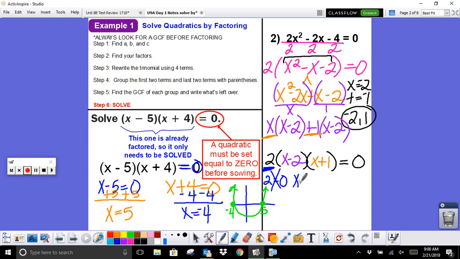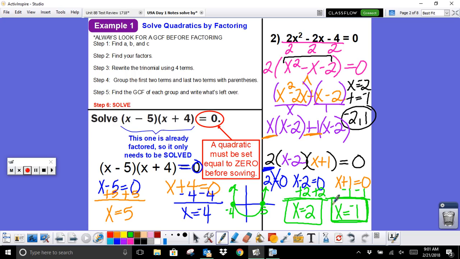Now I'm going to take x minus 2 and set it equal to 0. I'm going to go ahead and solve that. So I'm going to add 2 to both sides. So x is equal to 2. So that's one solution. Now I'm going to take that x plus 1 and set it equal to 0. I'm going to subtract 1 from both sides. So my other solution is x equals negative 1. Again, remember a solution is an x-intercept. So if I were to graph this equation, that is where it would cross the x-axis at negative 1 and 2.